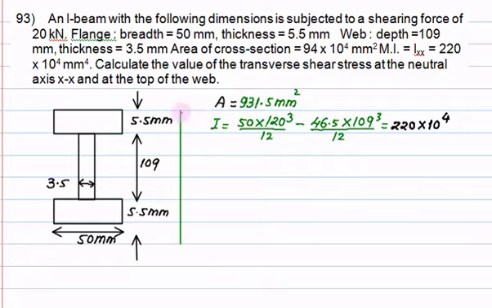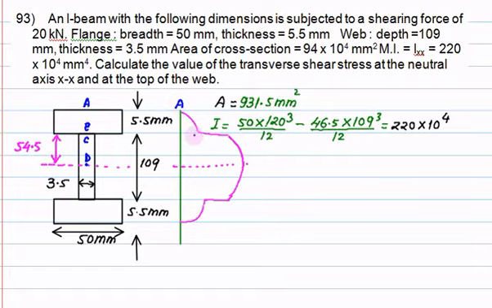Now what about the shear stress distribution? The shear stress distribution will be like this. First we have a curve like this, then it becomes a straight line here. Because of the web, it jumps, and then we have the max value at the neutral axis. Where is the neutral axis? At what distance do we have the neutral axis from this point? 109 divided by 2, that is 54.5. And one point is A. So what is the tau at A here? This point is B, this point is C, and this point is D.